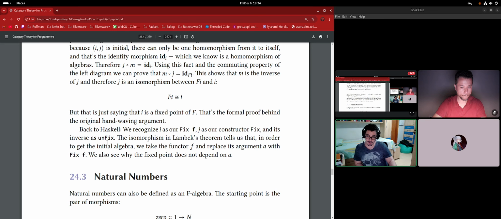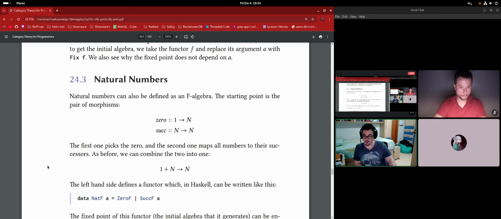But then we can go back to Haskell and say we recognize I as our fix of f, J as our constructor fix, and its inverse is unfix. The isomorphism in the theorem tells us that in order to get the initial algebra, we take the functor f and replace its argument a with fix of f. So that's going to matter later. We're going to see some examples.